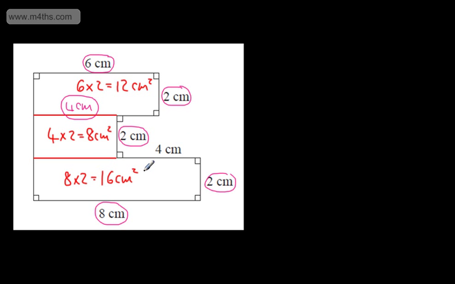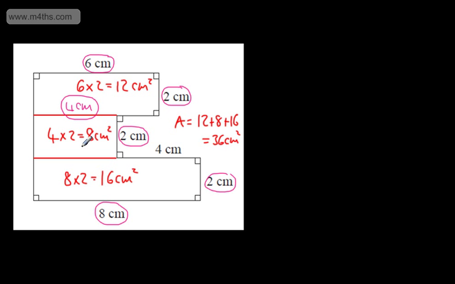So if I add these up, I'm going to have in total 36 centimetres squared. So we can say that the area is going to be 12 plus 8 plus 16, and that is going to give me 36 centimetres squared. So that is my final answer, and I've got all of that on there. Okay, so that's what we have.